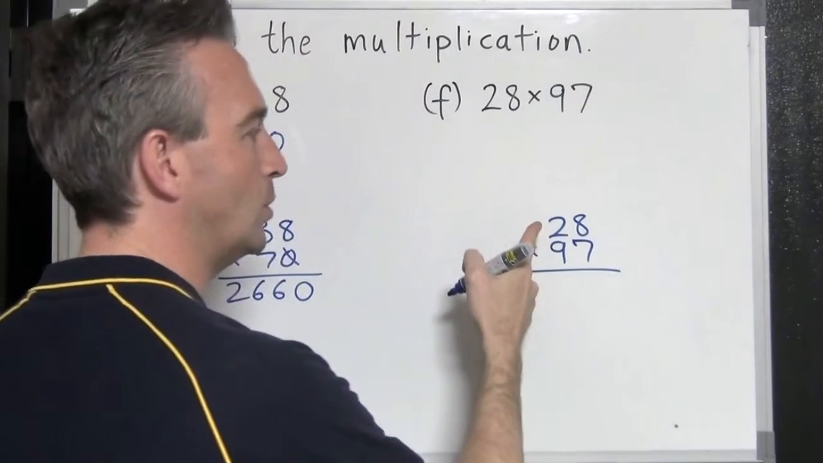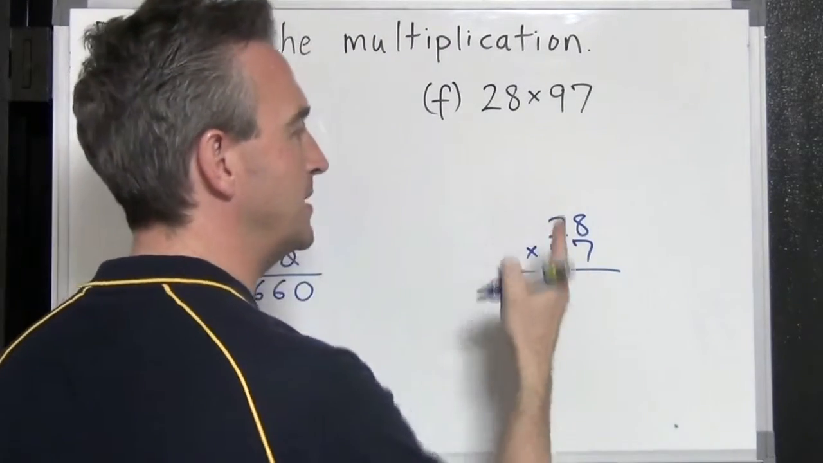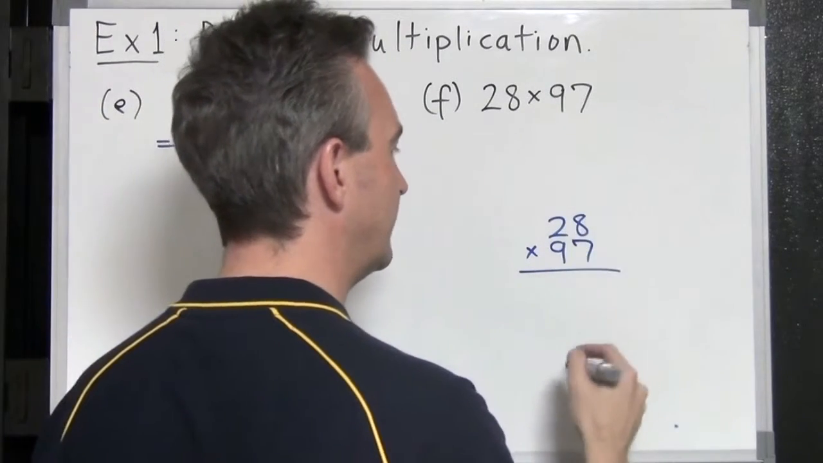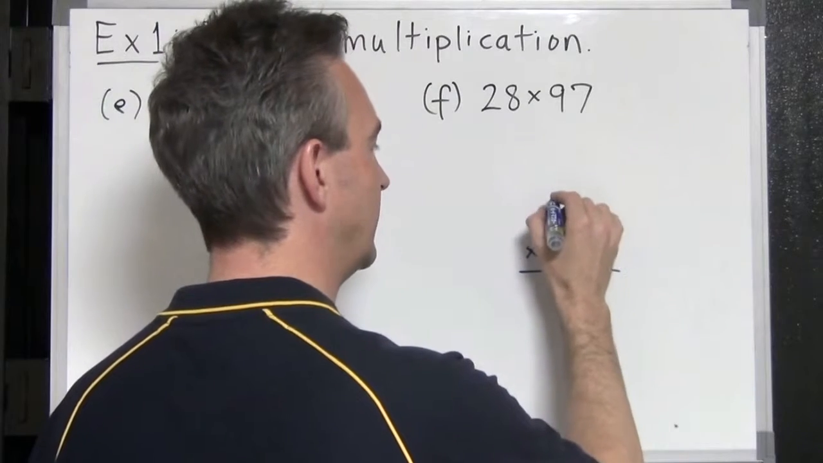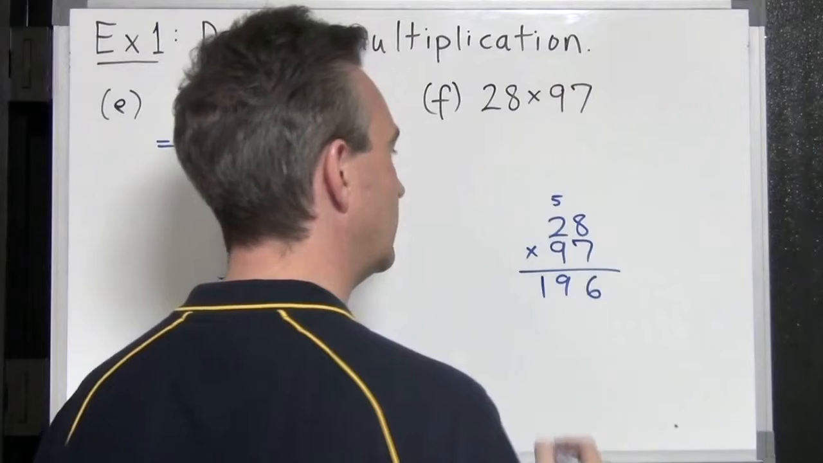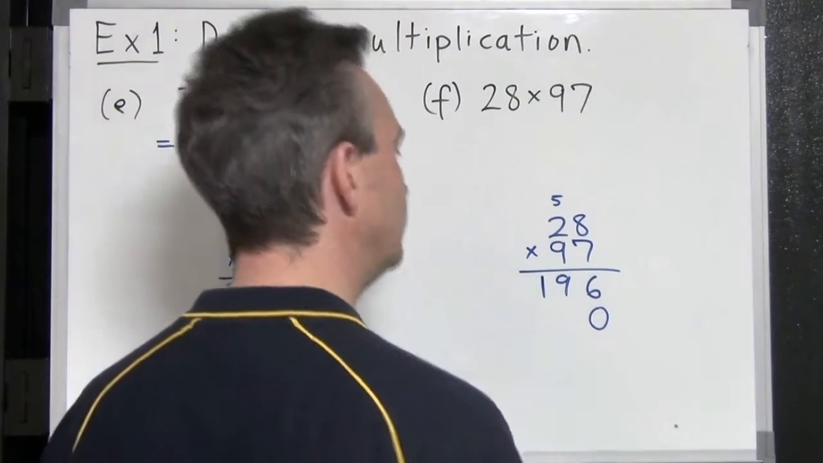Now you can put the smaller number at the top as long as they're the same number of digits. This is no problem. Let's do it. Looking at the 7 first. 7 8s are 56. 6 down, carry the 5. 7 2s are 14, plus 5 is 19. Okay, then we write that 0 again.